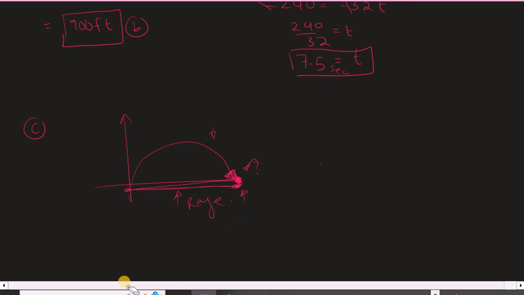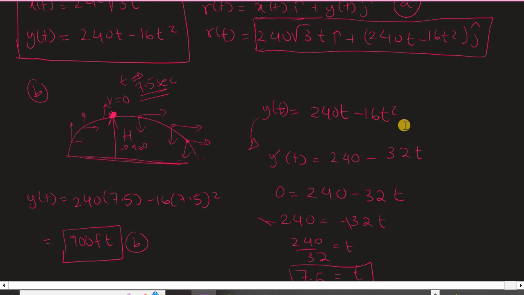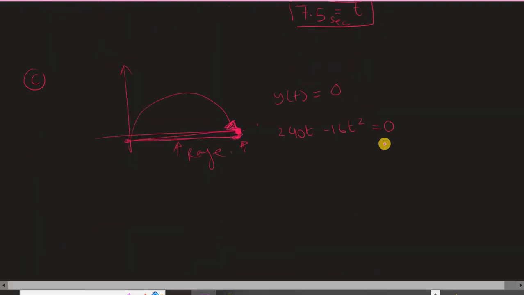Okay, let's get back to work now. So what are we doing first? We're calculating for t when the vertical displacement is equal to 0. Let me write the equation first, which was 240t minus 16t squared equals 0. This is what we are making equal to 0. Remember, y of t is equal to 240t minus 16t squared. Okay, making it 0.